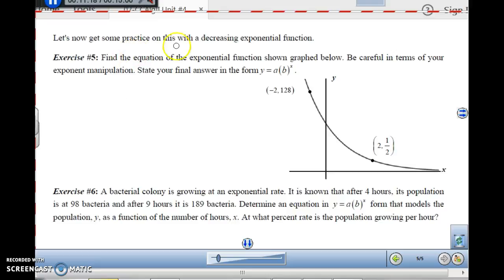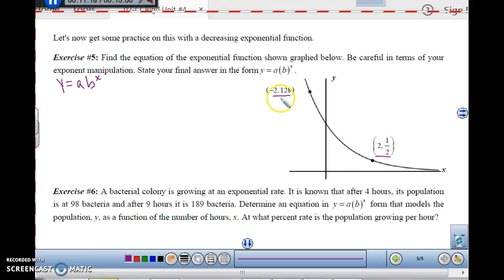All right, now let's get some practice with this decreasing exponential function. Find the equation of the exponential function shown in the graph below. Be careful in terms of your exponent manipulation. State your final answer in the form y equals ab to the x. All right, so the first thing we need to do is write equations using this point and this point. So our general form is y equals ab to the x.